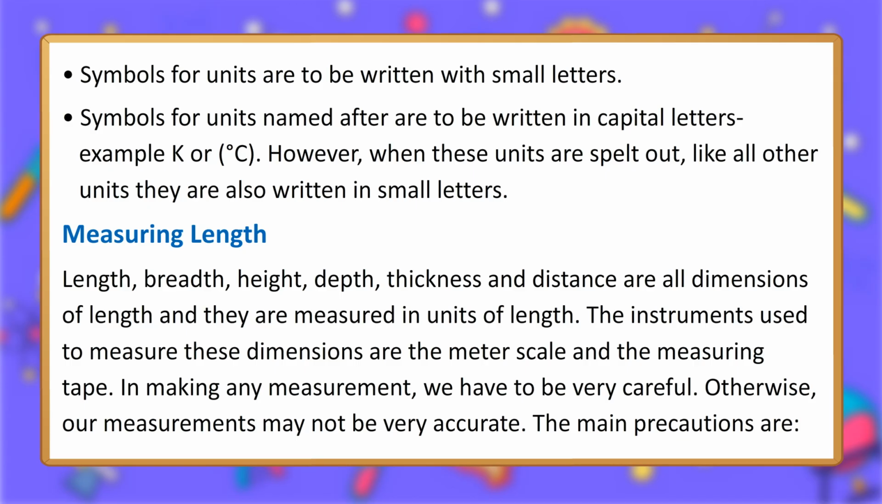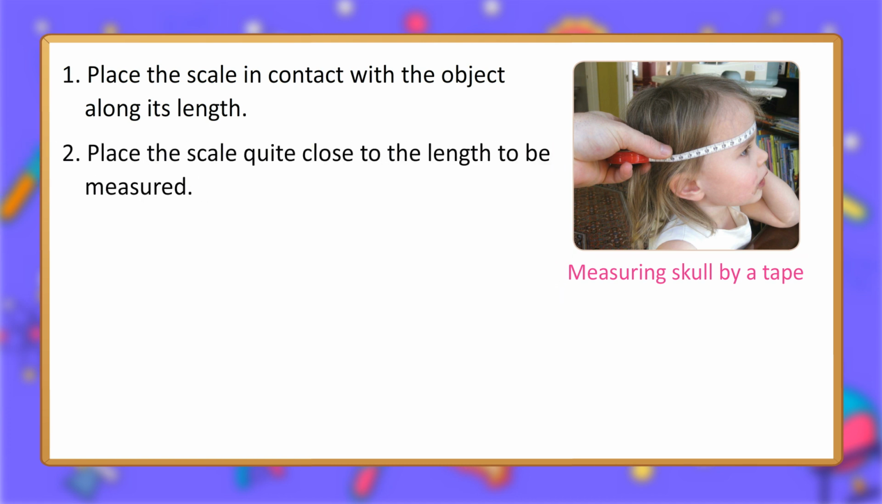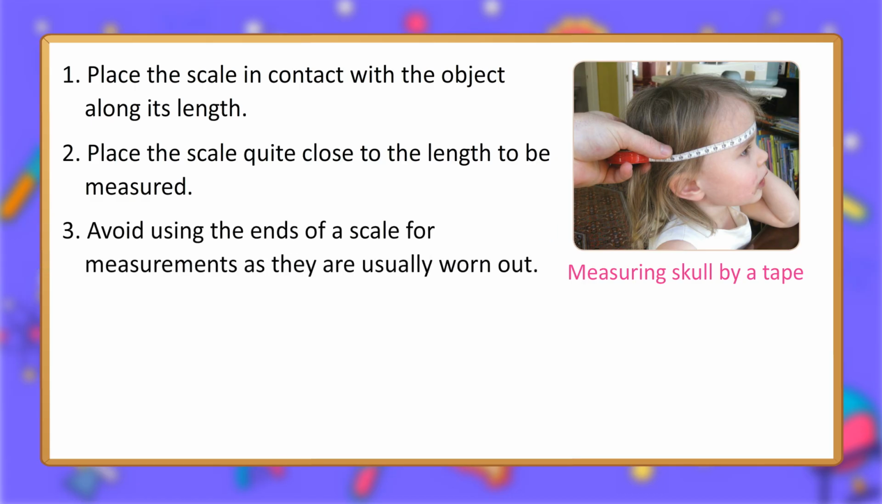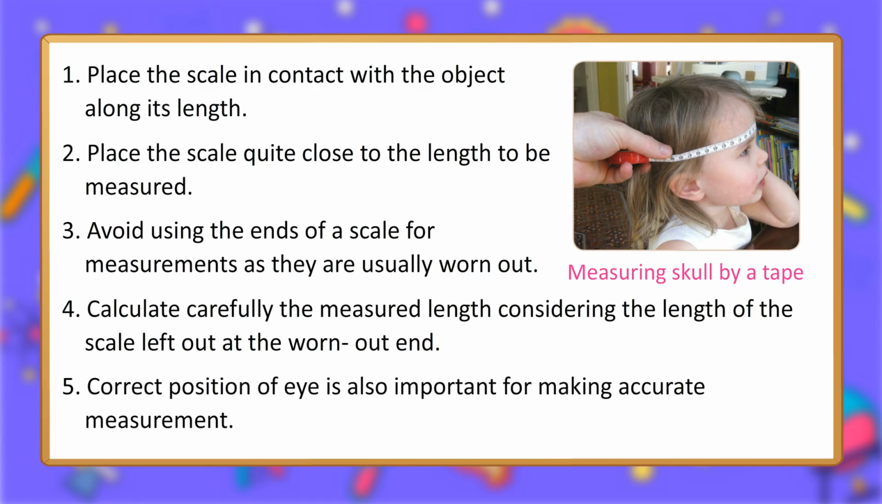The main precautions are: 1. Place the scale in contact with the object along its length. Measuring skull by a tape. 2. Place the scale quite close to the length to be measured. 3. Avoid using the ends of a scale for measurements as they are usually worn out. 4. Calculate carefully the measured length considering the length of the scale left out at the worn-out end.